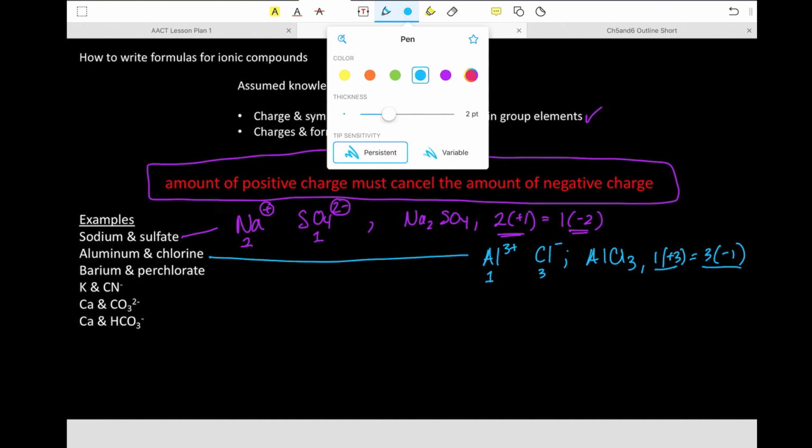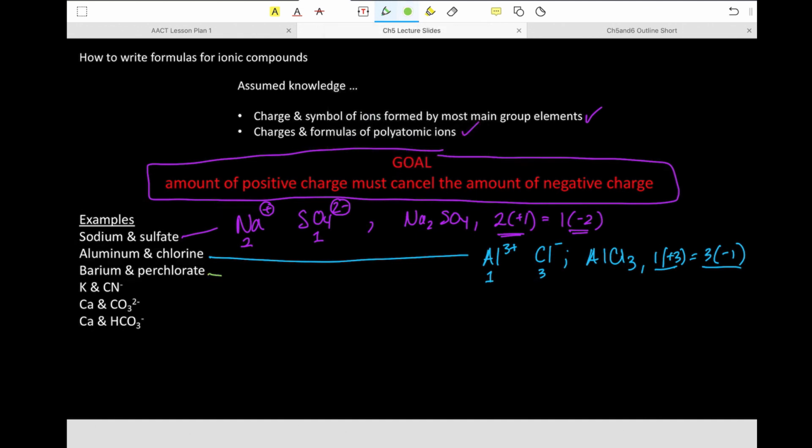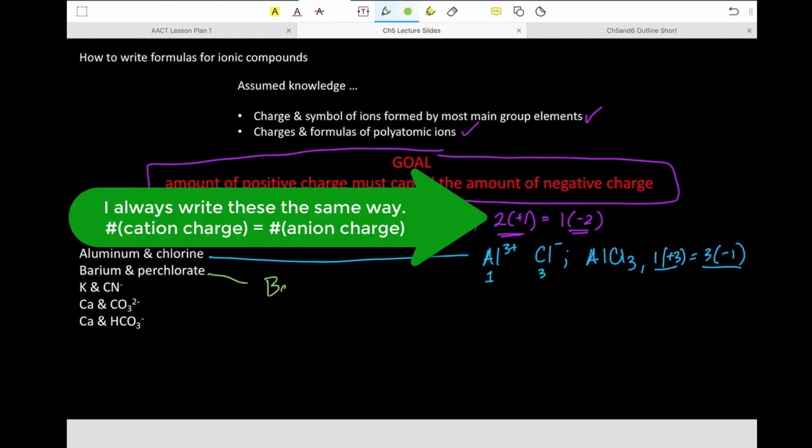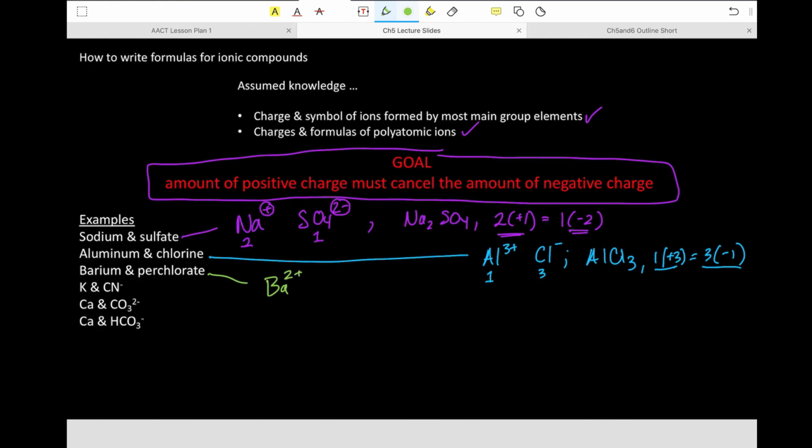Okay? Next up, barium and perchlorate. So barium, charge of 2+, perchlorate, what is that? ClO4, -1. So again, lowest common multiple is 2. So I need 1 of these, 2 of these. So Ba, now (ClO4)2, because I need to indicate that I need 2 of this whole ion, okay?